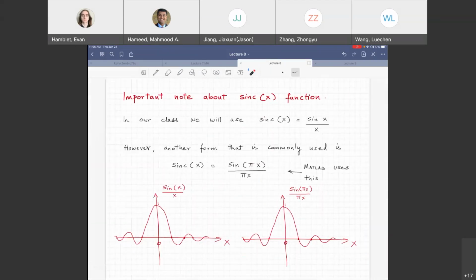Now, a quick note about sinc x. You're going to see sinc a lot. When you're doing this on paper, in our problems, try to represent sinc x as sine x over x. That's what we will be using for this class. Sinc x is sine x over x. However, MATLAB uses a slightly different formula. MATLAB uses sine pi x over pi x. There's only a very subtle difference in how this function looks.